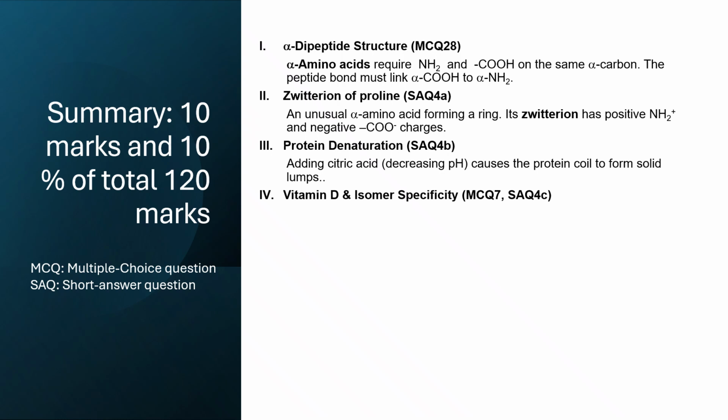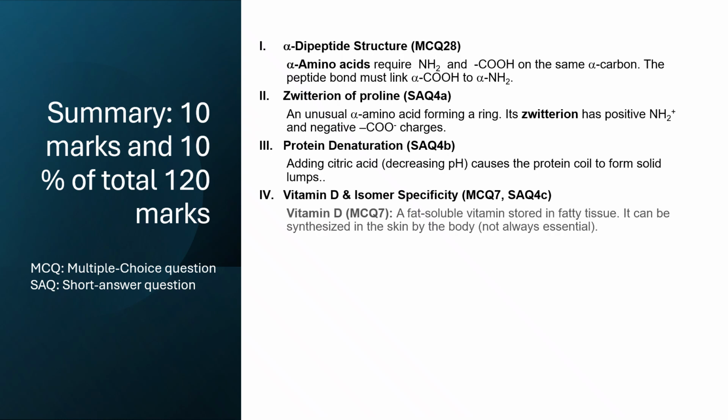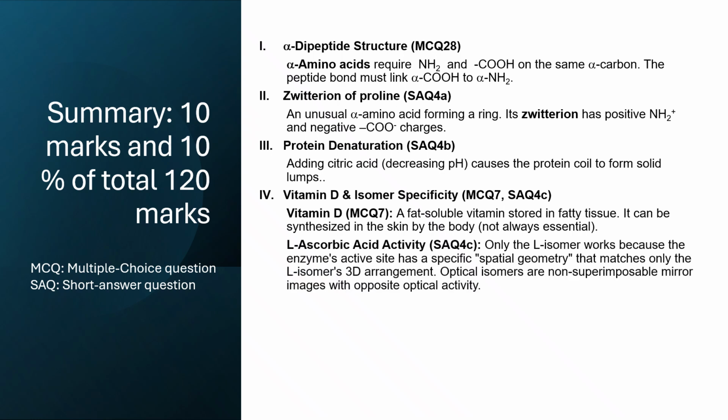Vitamin D and isomer specificity, MCQ7, SAQ4C. Vitamin D, MCQ7: a fat-soluble vitamin stored in fatty tissue. It can be synthesized in the skin by the body, not always essential. L-Ascorbic Acid Activity, SAQ4C: only the L-isomer works, because the enzyme's active site has a specific spatial geometry that matches only the L-isomer's 3D arrangement.